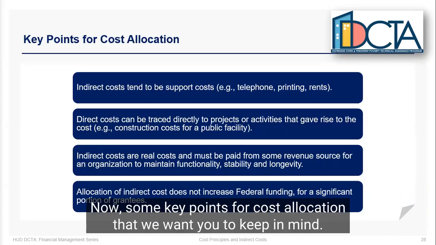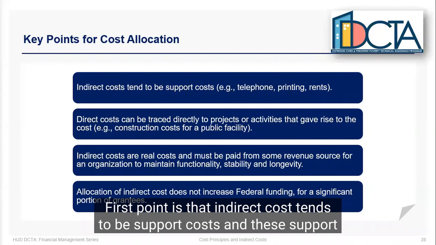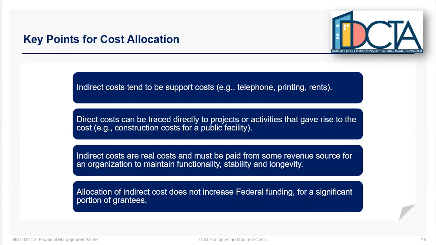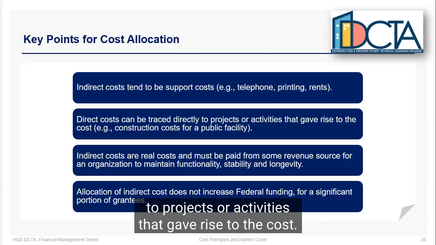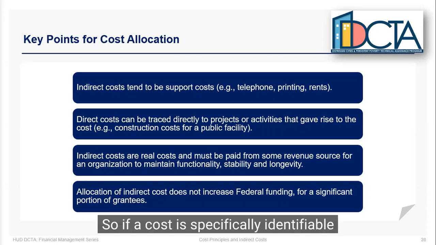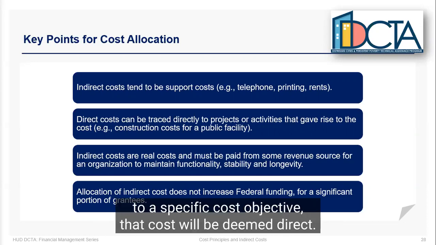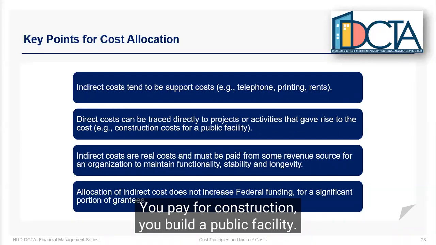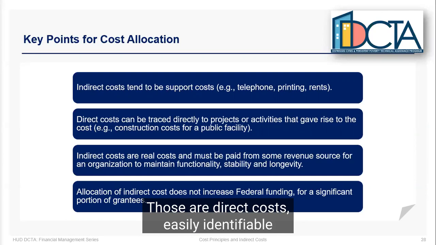Now, some key points for cost allocation that we want you to keep in mind. First point is that indirect cost tends to be support costs. And these support costs are usually things like telephone, printing, and rents. Direct costs can be traced directly to projects or activities that gave rise to the cost. So if a cost is specifically identifiable to a specific cost objective, that cost will be deemed direct. An example would be construction costs for a public facility. You pay for construction, you build a public facility, those are direct costs, easily identifiable.